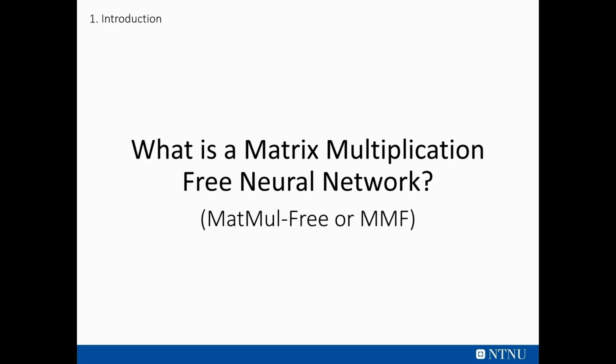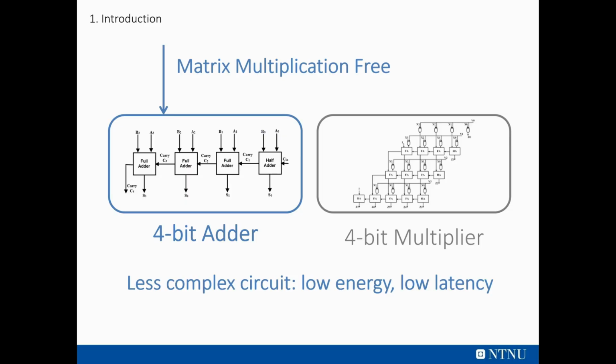So what is really a matrix multiplication free neural network? The goal of this type of neural network is to completely remove the multiplications from neural networks and just use additions. And the reason for doing this is that at the chip level, the addition is simpler and uses less energy and lower latency. So if we are able to only use addition and subtraction, potentially we could have the same neural network that uses less energy.